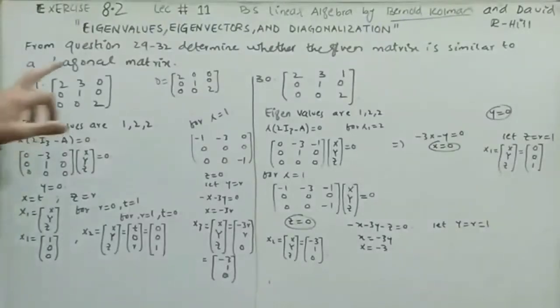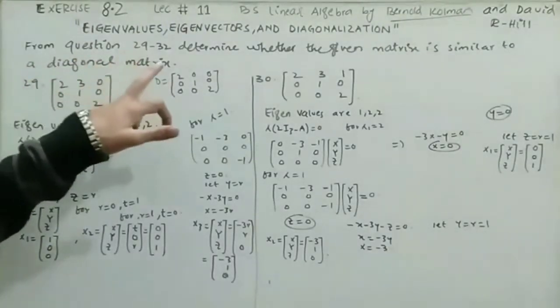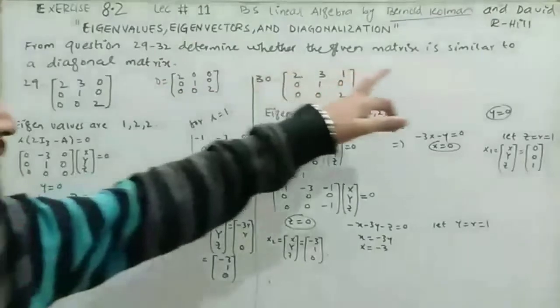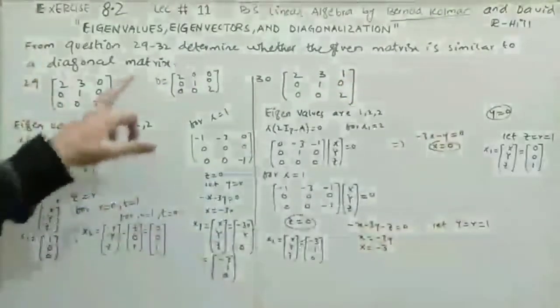Now move toward question number 29. It says that for questions 29 to 32, determine whether the given matrix is similar to a diagonal matrix.